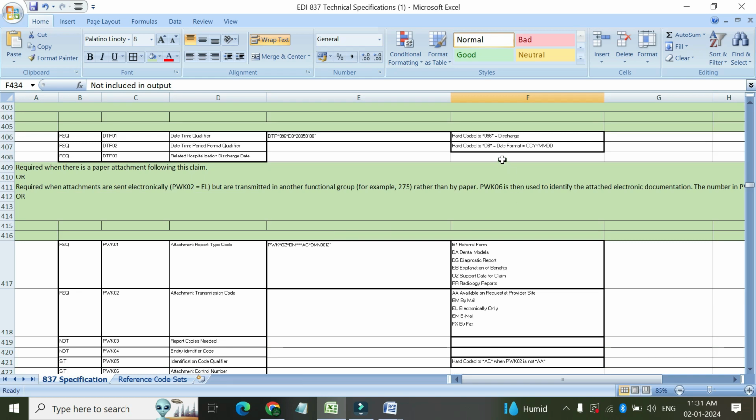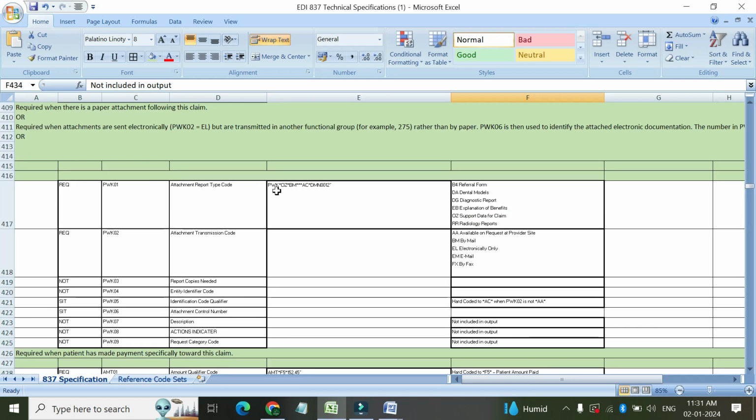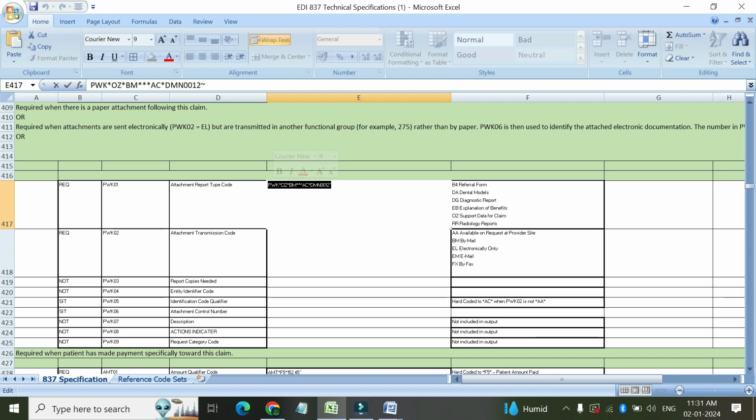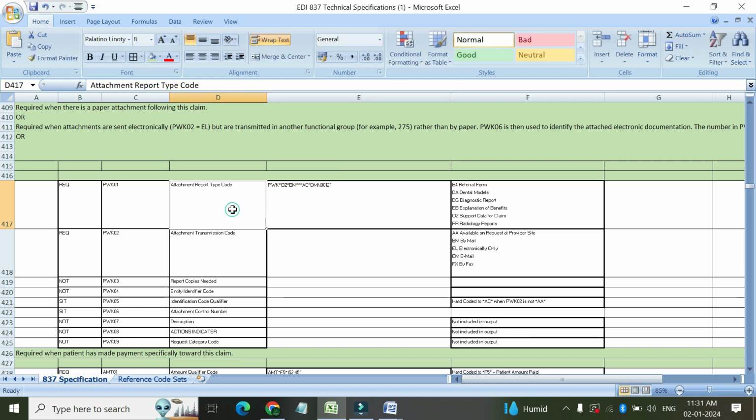So after DTP is finished, then starts the PWK segment, and it's just a single segment. PWK is basically to provide information regarding any attachment that is going to follow this claim. So guys, remember, till now, not every trading partner, when I say trading partner, I mean clearing houses or payers. So whoever touches this EDI file through whatever entity this EDI file passes, we call them trading partners. So at this moment, clearing houses and payers are the trading partners. So not all the trading partners support attachment in an EDI 837 file. There is, I think, just one who supports it, and at this point in time, I don't remember the name, but yeah, there's just one payer who supports the attachments.